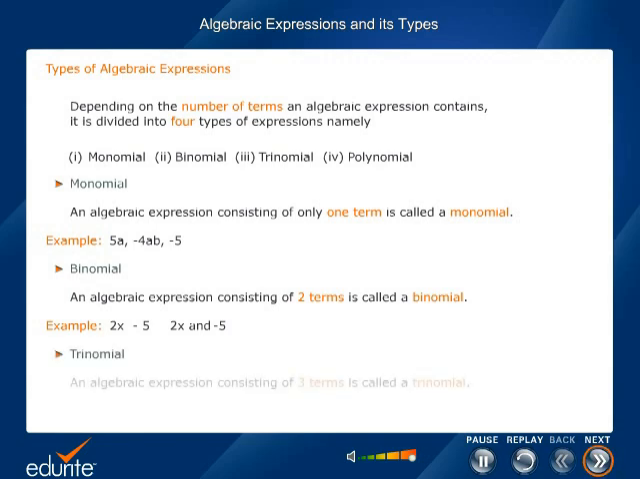Trinomial. An algebraic expression consisting of three terms is called a trinomial. For example, the expression x square plus xy plus y square has three terms, namely x square, xy, and y square.